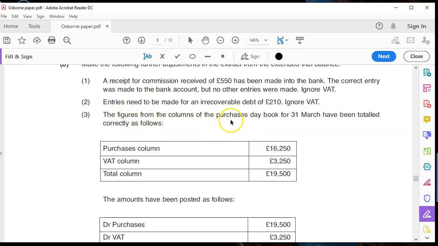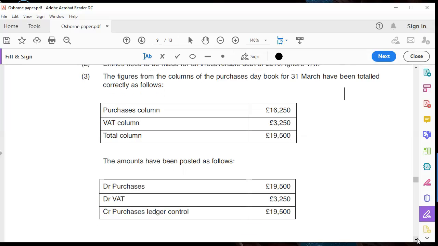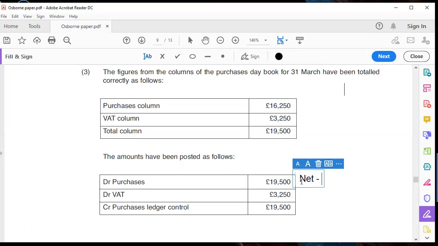The figures from the columns of the purchase day book for 31st March have been totaled as follows. So these are your purchase day book figures. Purchases is 16,250, VAT is 3,250 and PLCA is 19,500. When you are entering the transactions, you credited PLCA with the total, which is right. You debited VAT with the VAT, which is also right. The purchase account should be debited with the net value, and the net value over here is 16,250. But instead of debiting with the net value, you have debited it with the total value.